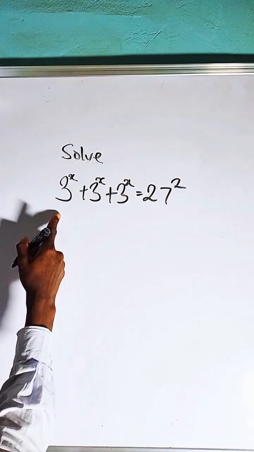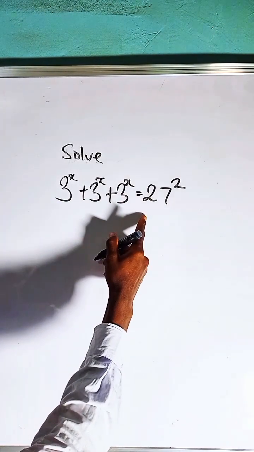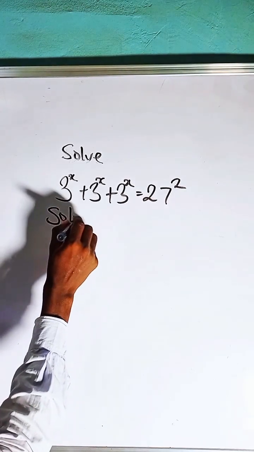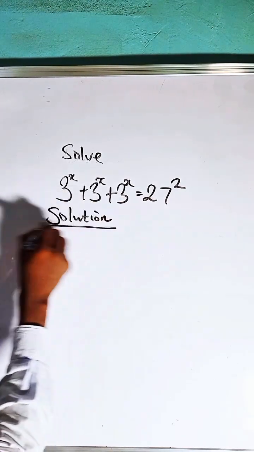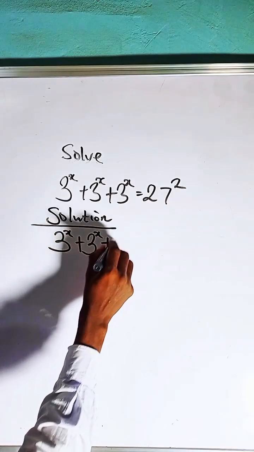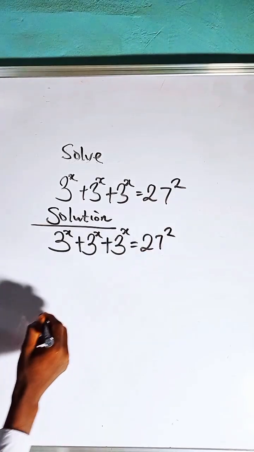The next question says solve for x in this equation. So we have 3 raised to the power x plus 3 raised to the power x plus 3 raised to the power x equals 27 raised to the power 2. So how do we go about this solution? For 3 raised to the power x plus 3 raised to the power x plus 3 raised to the power x equals 27 raised to the power 2.